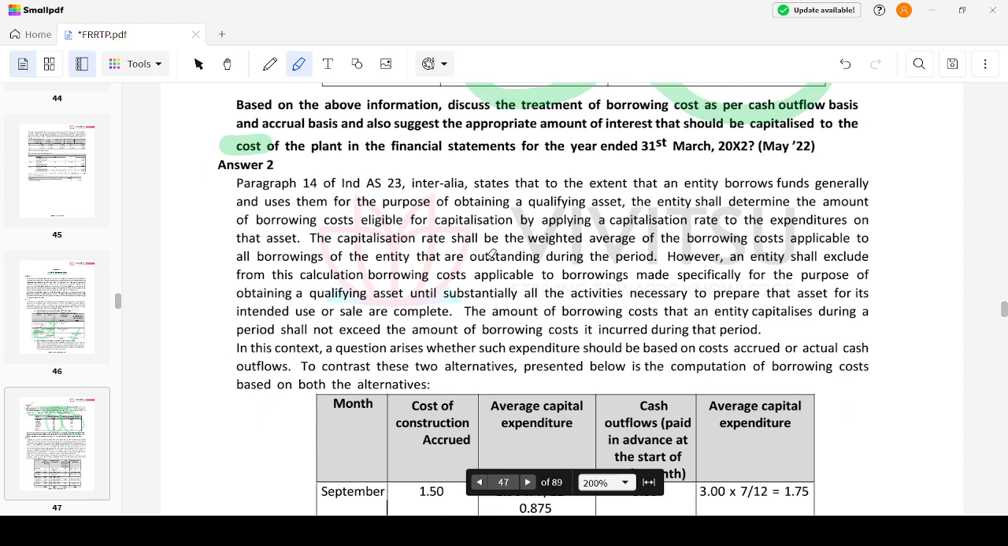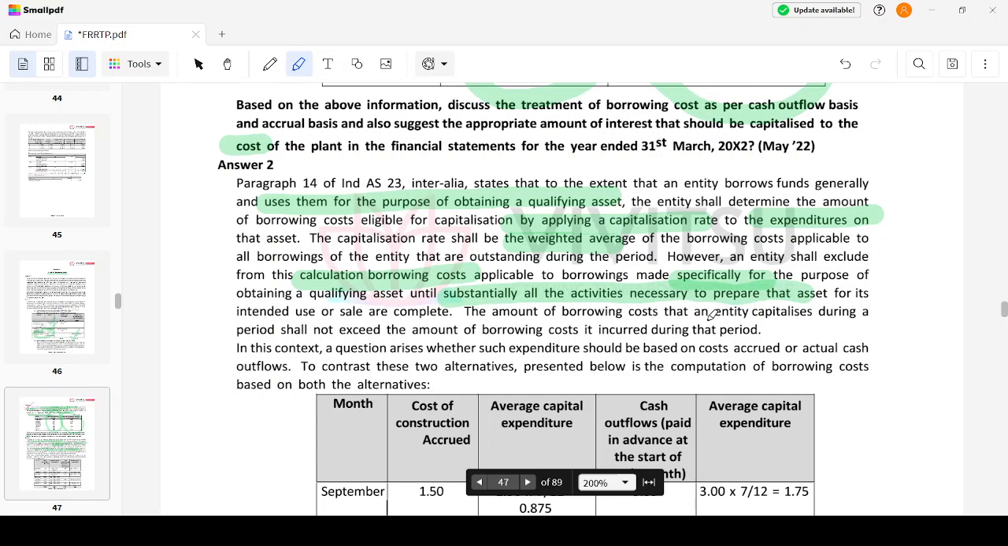Paragraph 14 states that to the extent the entity borrows funds generally and uses them for the purpose of obtaining a qualifying asset, the entity shall determine the amount of borrowing cost eligible for capitalization by applying the capitalization rate to the expenditures on the asset. The capitalization rate shall be the weighted average rate of the borrowing cost applicable to all borrowings of the entity that are outstanding during the period. However, an entity shall exclude from this calculation the borrowing cost applicable to borrowings made specifically for the purpose of obtaining a qualifying asset until substantially all the activities necessary to prepare the asset for its intended use or sale are complete.